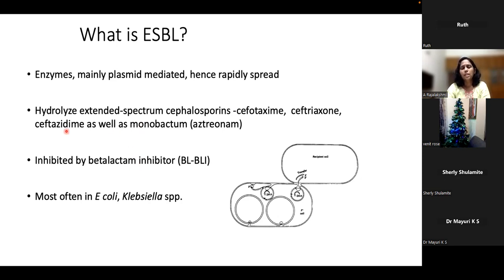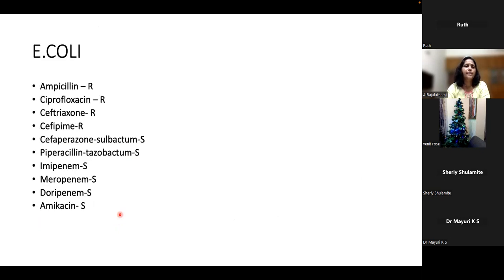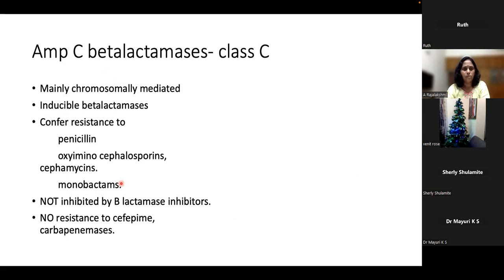And this resistance is most often seen in E. coli and Klebsiella. So this is an example of an ESBL E. coli, where you find that ceftriaxone is resistant, cefoperazone-sulbactam is sensitive, carbapenems are all sensitive, and it is an ESBL pathogen.